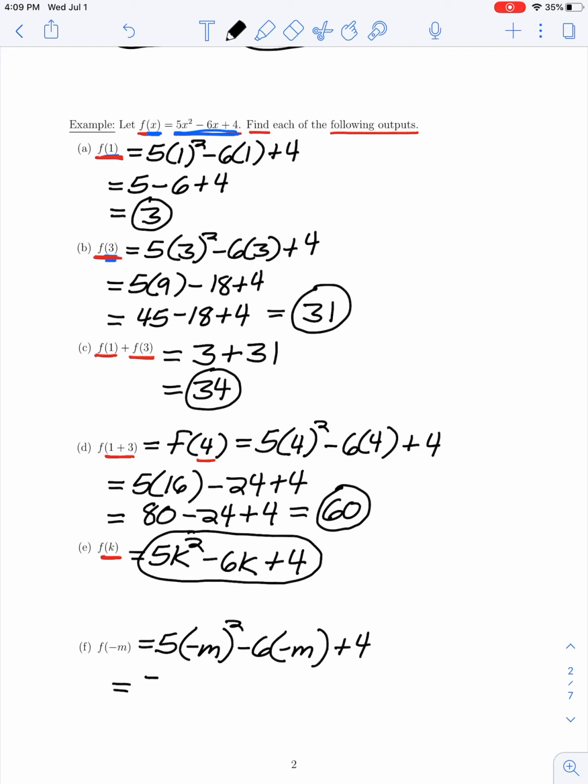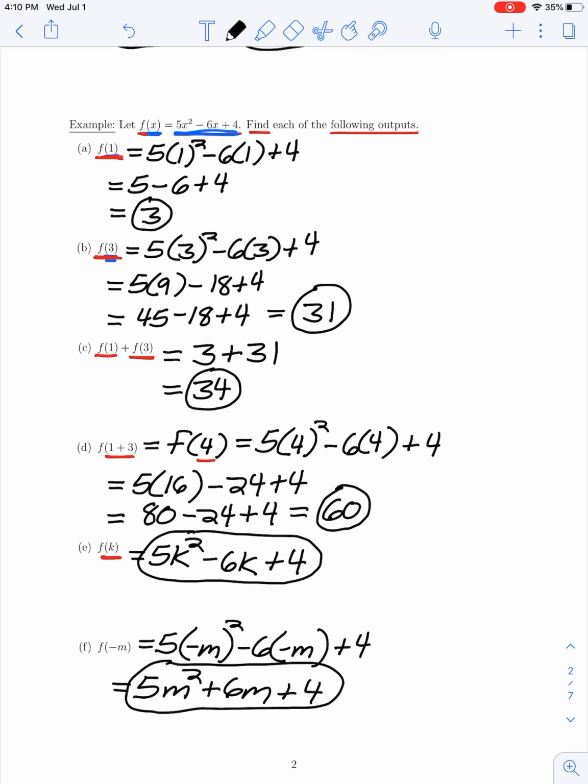So let's see what we have. We've got 5 times, if we take the square of negative m, that's the same as m squared. Remember, when you square a negative number, it's the same as the square of that positive number. And then our negative 6 times negative m, well, the product of two negatives gives me a positive 6m, and then plus my constant 4. So we would have the following expression for f of negative m.